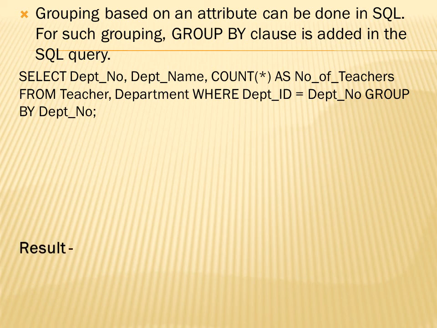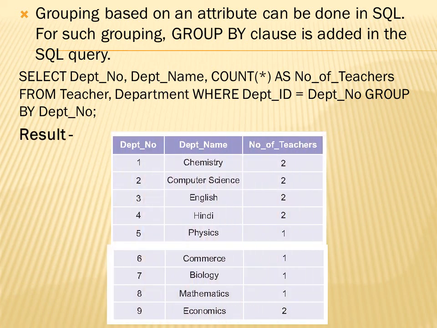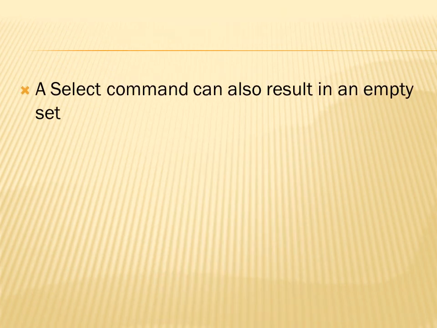So what output will you get? The output you get is this one: the department number and the name of the departments. And the number of teachers, you are counting the number of teachers in each and every department. So in chemistry there are 2 teachers and the department number is 1 for chemistry. The second department is computer science and the number of teachers there is 2. Likewise.